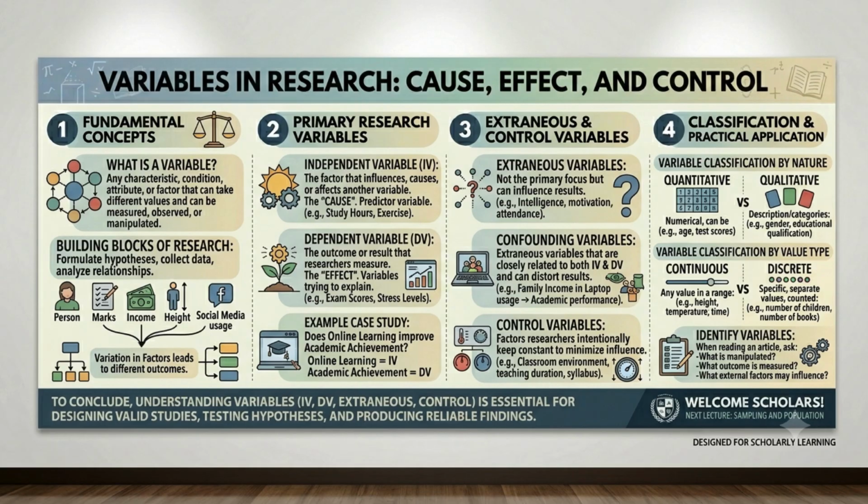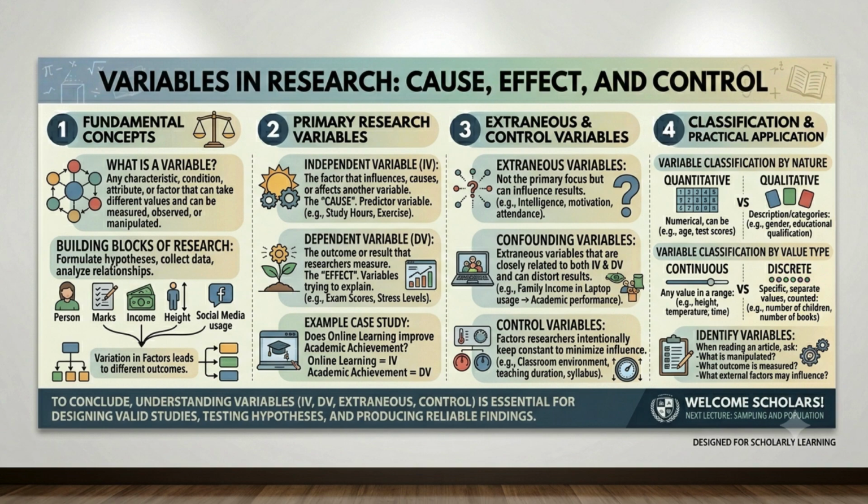In many studies, however, the relationship between independent and dependent variables can be affected by other factors. These factors are known as extraneous variables. Extraneous variables are variables that are not the primary focus of the study but may influence the results if they are not properly controlled. For example, imagine a researcher studying the effect of a new teaching method on student achievement.